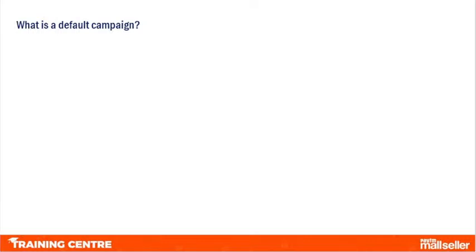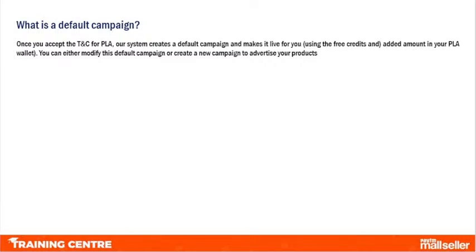So let's discuss what a default campaign is. Once you accept the terms and conditions for PLA, our system creates a default campaign and makes it live for you using the free credits that you have got in your wallet. You can either modify this default campaign or create a new campaign to advertise your products. Both gold and platinum package sellers can modify and use the default campaign. However, gold package sellers can modify only limited attributes.